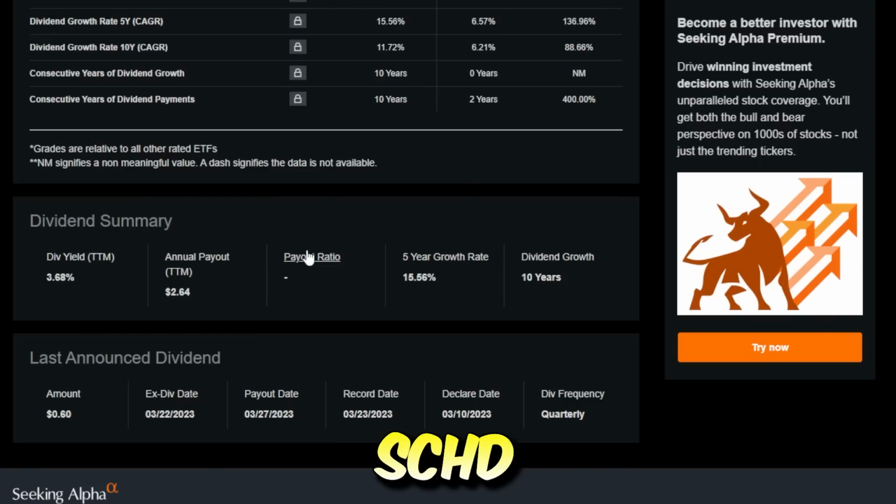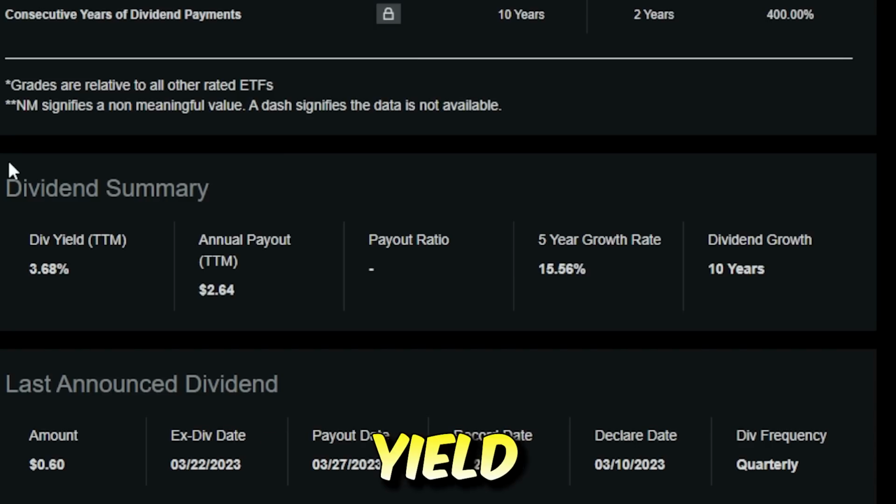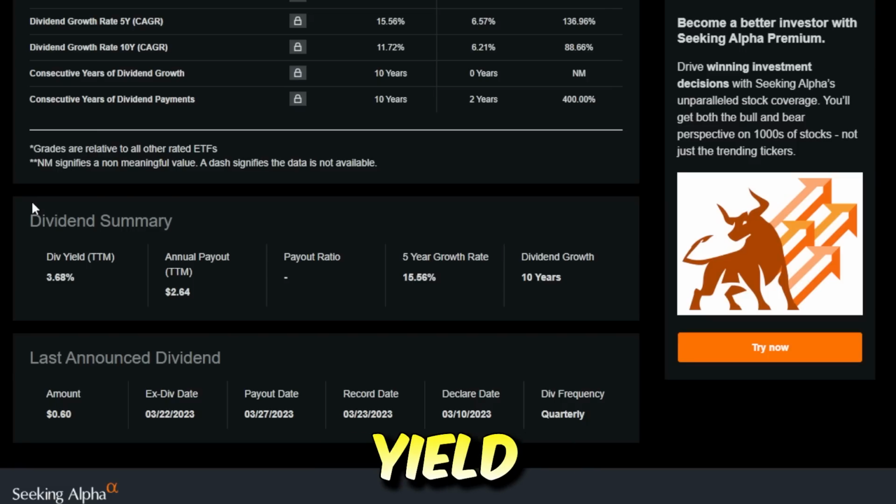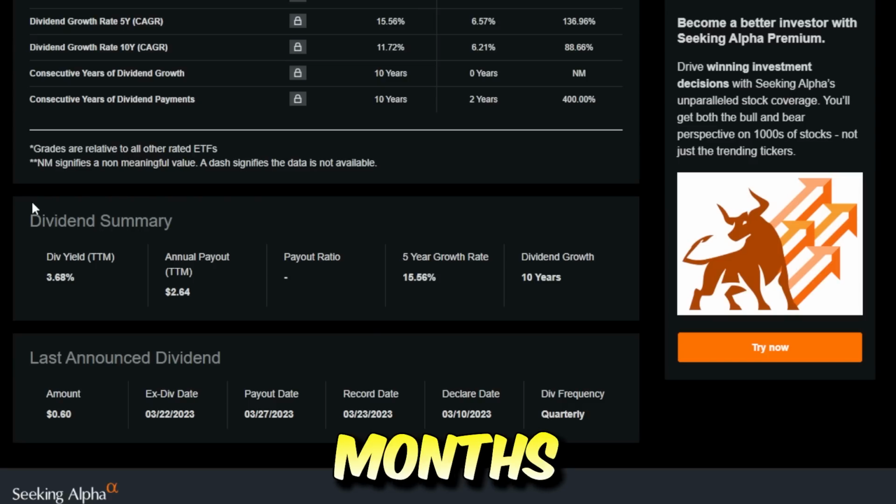What's also great about SCHD, and especially the way it's been trading as of recently, the dividend yield has ballooned up to almost 4%. The trailing 12-month dividend yield is right around 3.68%, with around $2.64 paid out in the last 12 months per share of SCHD.